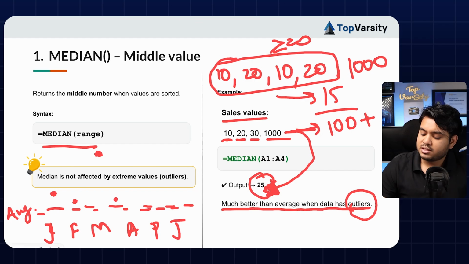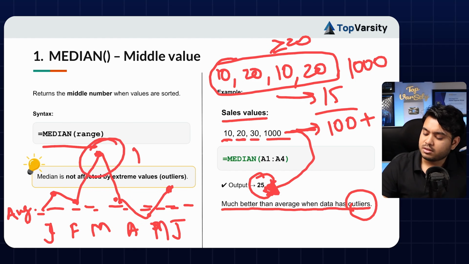In April it is lesser again. In May it was negative. In June it was positive. So this graph has outliers. This is your outlier number 1. This is your outlier number 2.